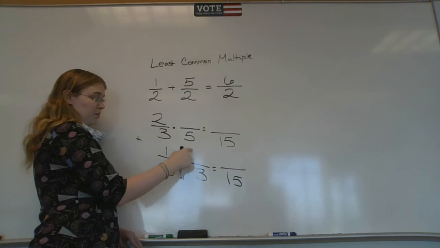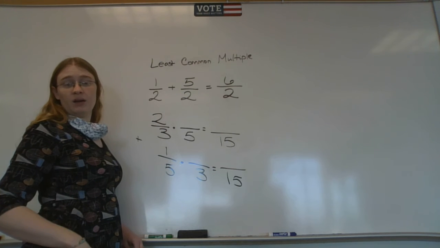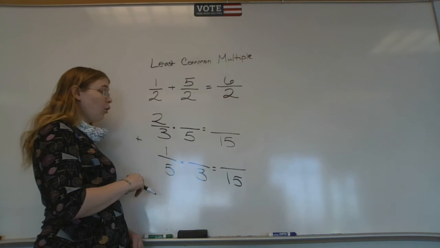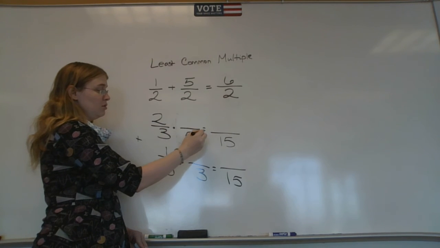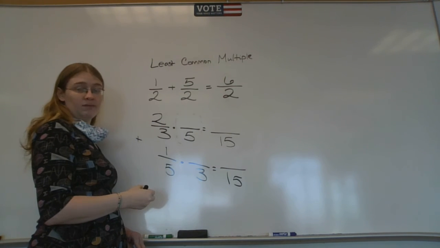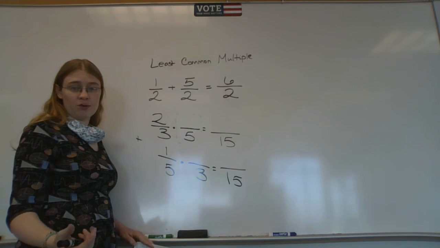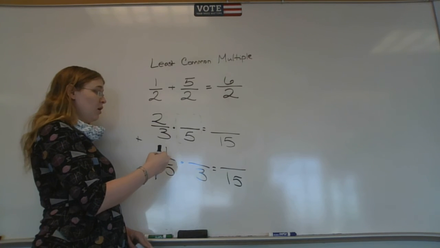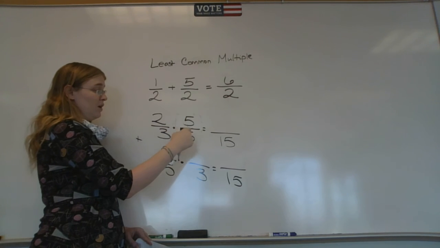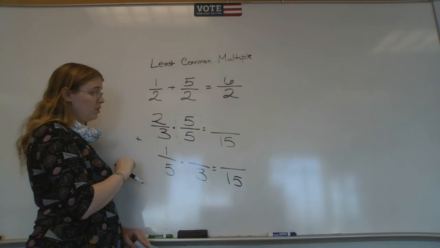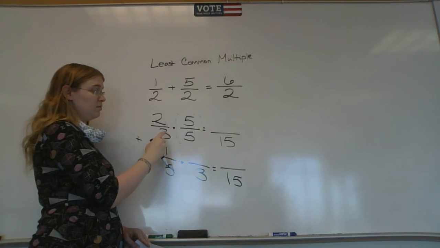Now the question is, what do I put up here? Well, we don't want to change the value of the fraction, okay? So all we're going to put up here is what it will take to keep this fraction equal to 1. Because then we're multiplying 2/3 times 1, we're not really changing the value of the fraction, okay? So a number divided by itself is 1. So 2/3 times 5/5 is really the same as 2/3 times 1.